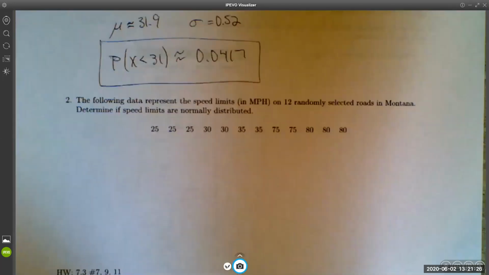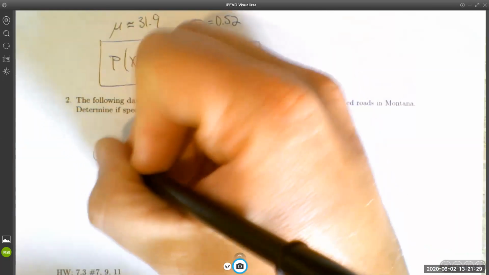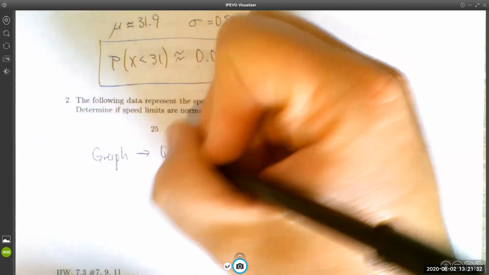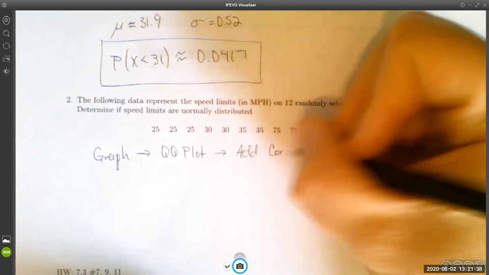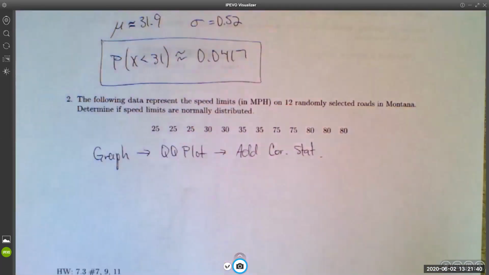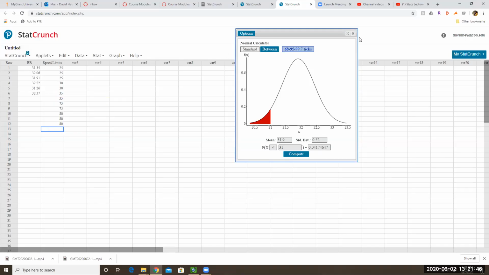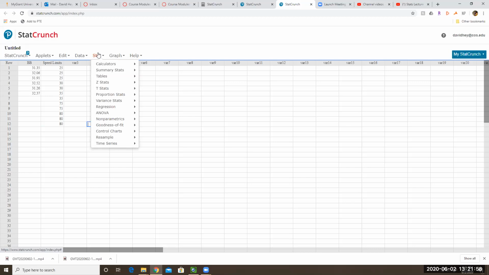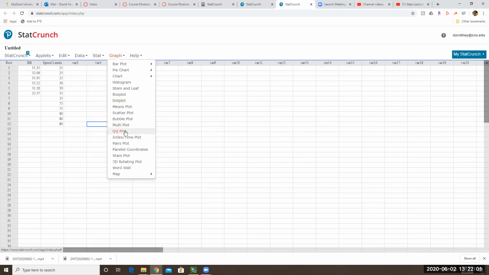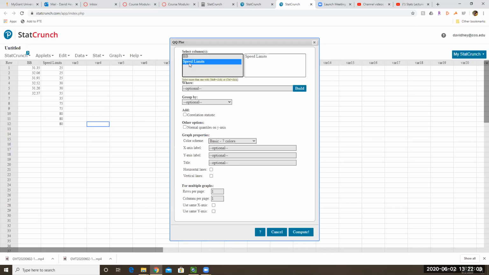Okay. So once again, I'm going to go to Graph, QQ plot, add correlation statistic. Okay, let's see what we get. So once again, I've got the data already in StatCrunch. You can pause the video and enter it in if you want to follow along. I would encourage you to do that. But here's the data. So let's go to Graph, QQ plot. We want to see if speed limits are normally distributed, and we want to look at the correlation statistic to do that.